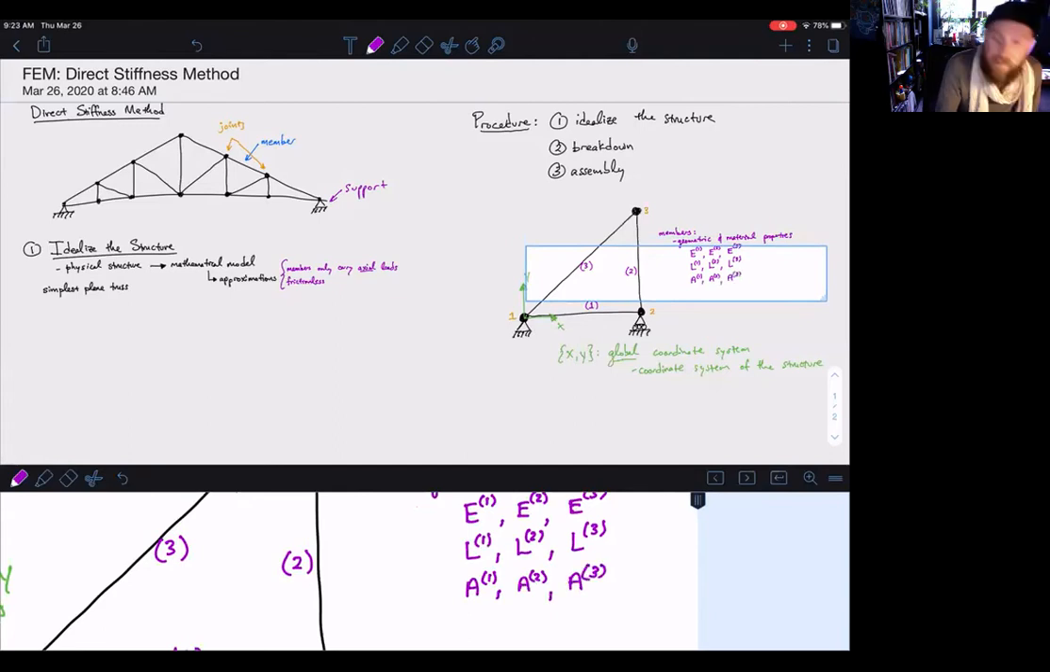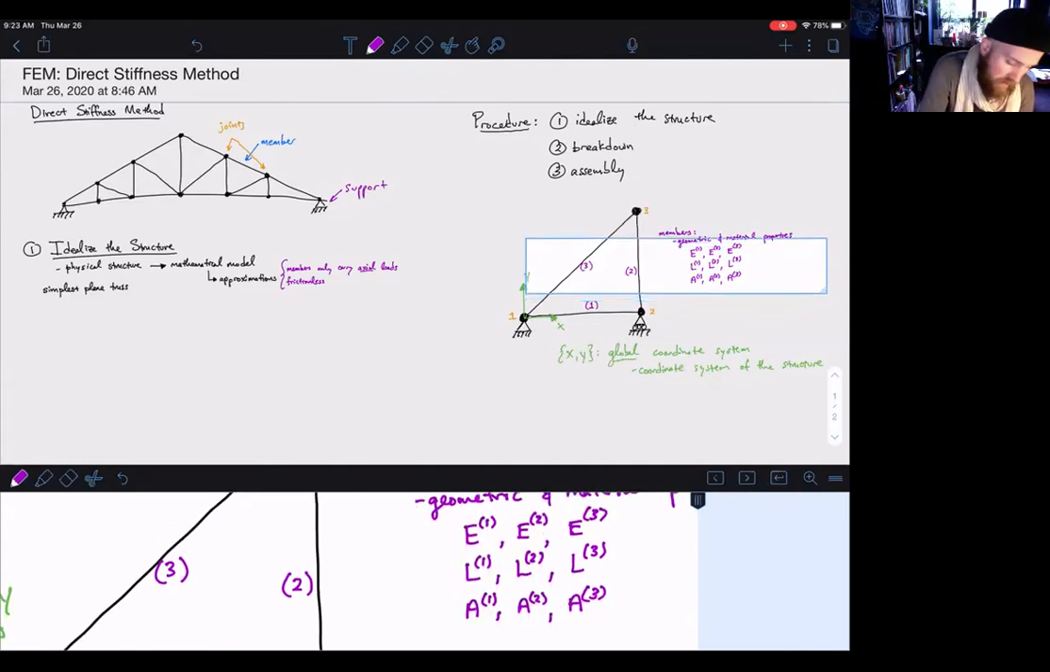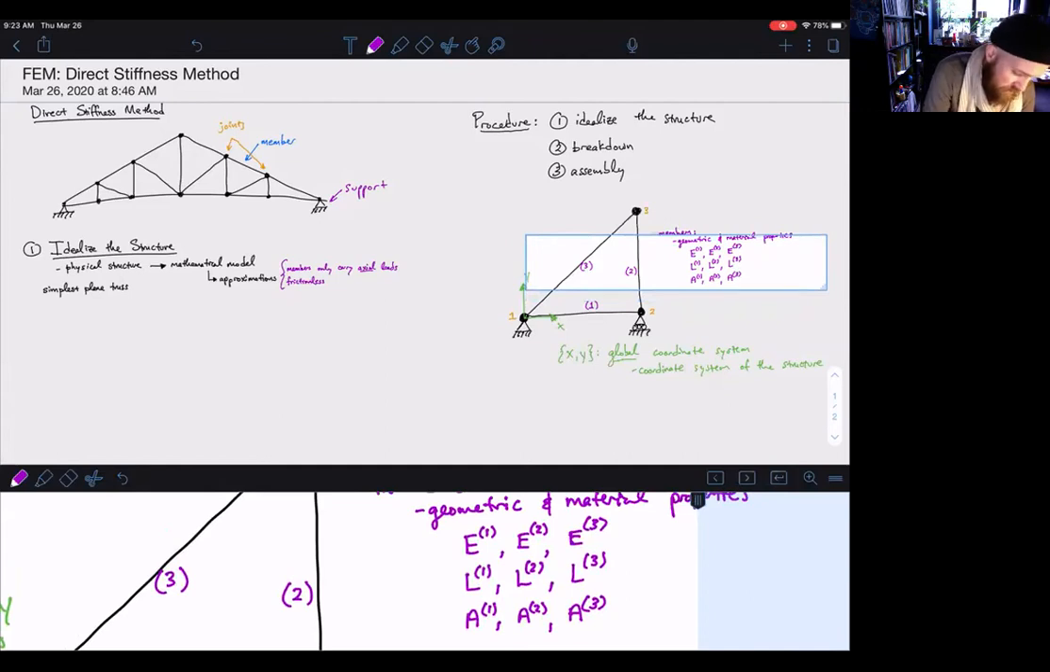As we add more physics, so if we allow for bending, then these structures would have their own second moment of area. If we allow for shearing, these structures will have their own shear modulus, and so on and so forth. For simplicity of notation, we're going to write this in general by dropping the parentheses, and we'll write this as E to the little e, L to the little e, and A to the little e.